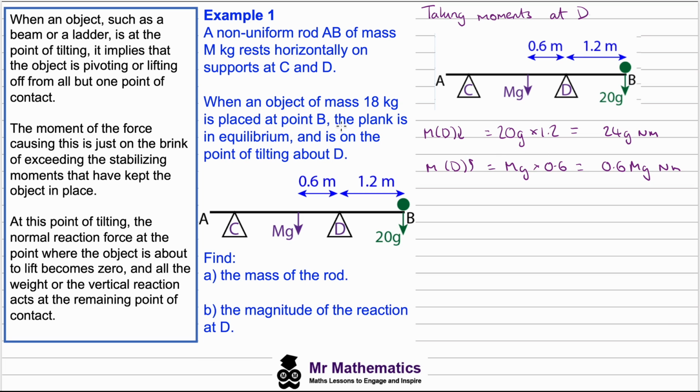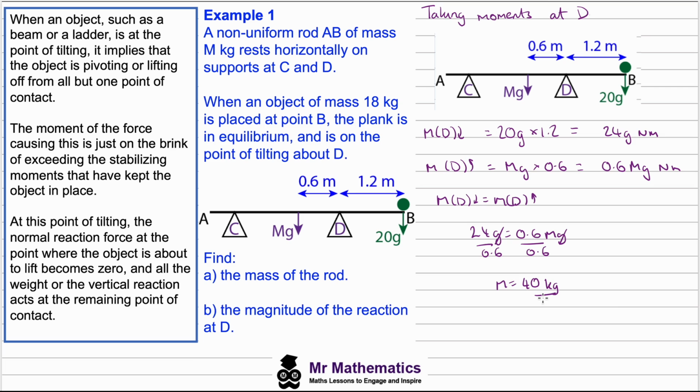And because we're told the plank is in equilibrium and on the point of tilting, so it hasn't quite tilted, but it's on the point of it, then the clockwise moment will be equal to the anti-clockwise moment. So 24g will equal 0.6mg. We can divide both sides by g, so these will cancel, and then to find m, we'll divide both sides by 0.6. So the mass will be 24 divided by 0.6, and that will be 40 kilograms.